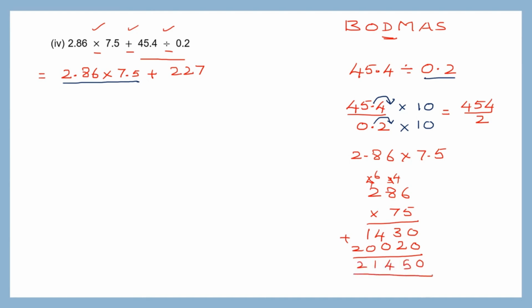Now don't forget to get back to the question and check the number of decimal places. I have 2 and 1 here. 2 plus 1 is 3. My answer also should have 3 decimal places. So I'm moving my point from here. 1, 2, 3. So my point has to come here. So what do I get? 21.450. So let me write that down. My answer here on top.